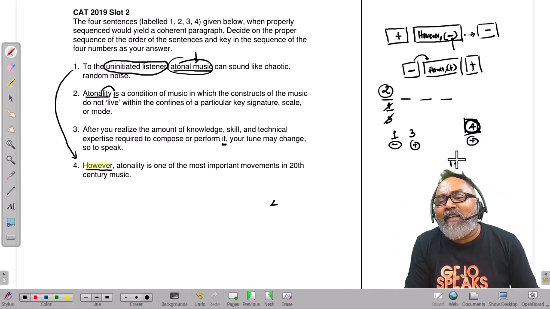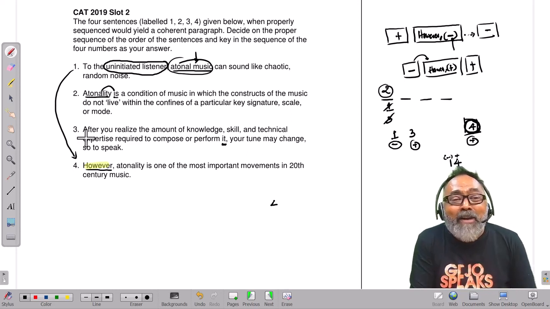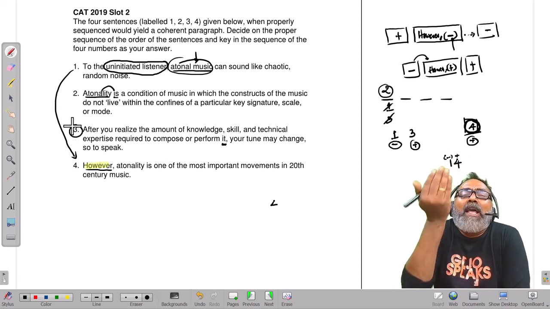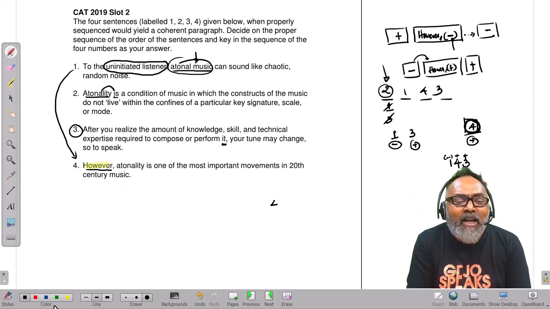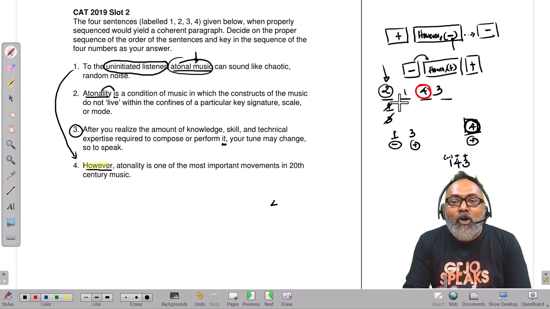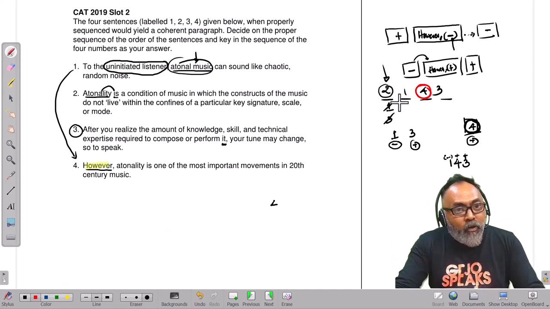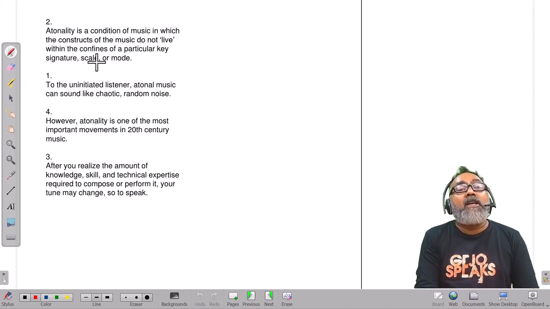Once I placed it like this, I moved from negative to talking about something positive. With the word however, I have to continue the positive. Where will I put 3? 3 has no place but to come after 4, which is positive. So 2, 1, 4, 3 is done. I got a start, and once I got a start, I used one word to shift things together. Look at this: atonality is a condition of music in which the constructs of the music do not live within the confines of particular key signatures.